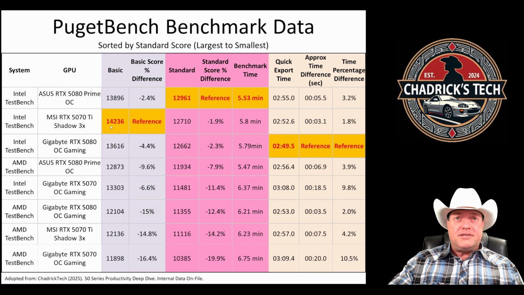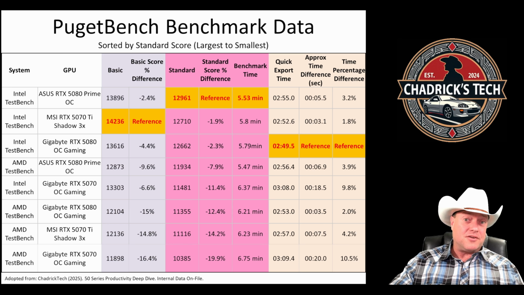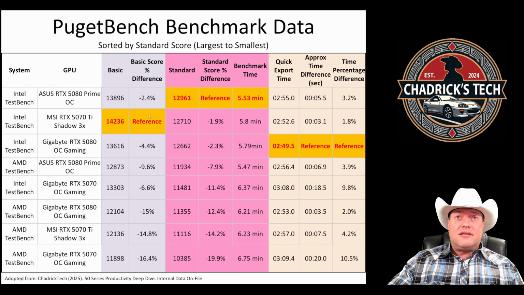Well, the basic score, the fastest score was the Intel Bench 5070 Ti. That's very interesting, right? The fastest score. And the second fastest score was the Asus card.